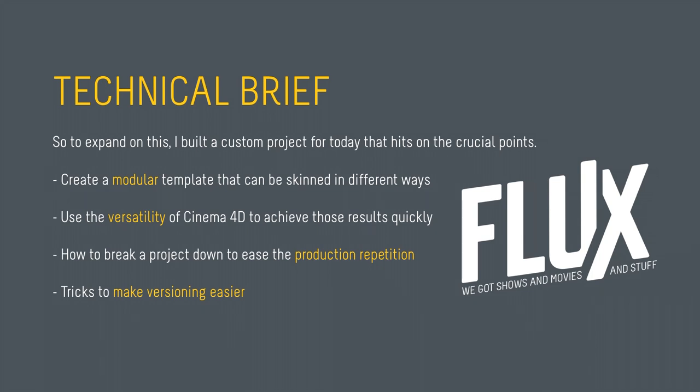we have a fictional network here called Flux. And one of their things that they want to do, they want to create a modular template that can be skinned in different ways. And so we're going to use the versatility of Cinema 4D to achieve those results quickly. And that's very important because, sadly, we don't want to say it, but time is money. We want to get through these things as quick as possible and as efficiently as possible.